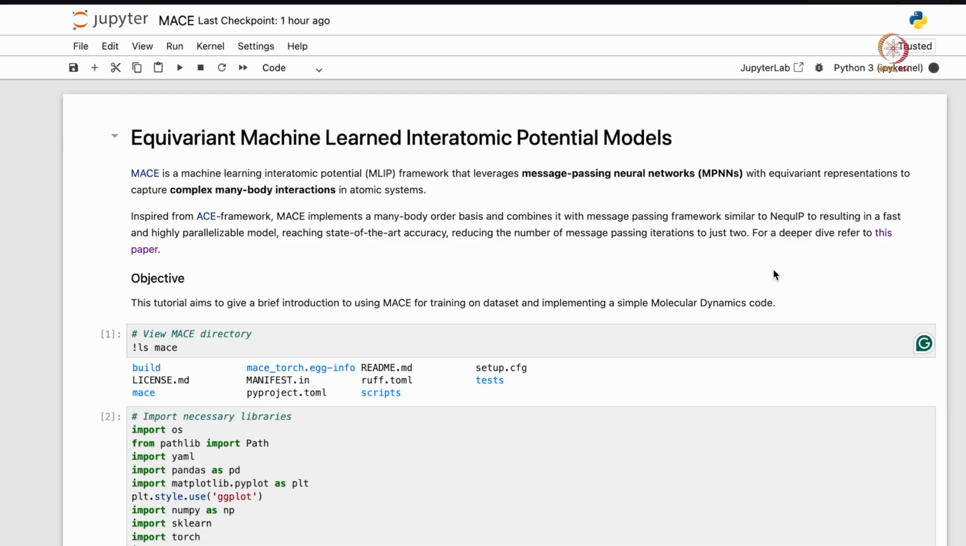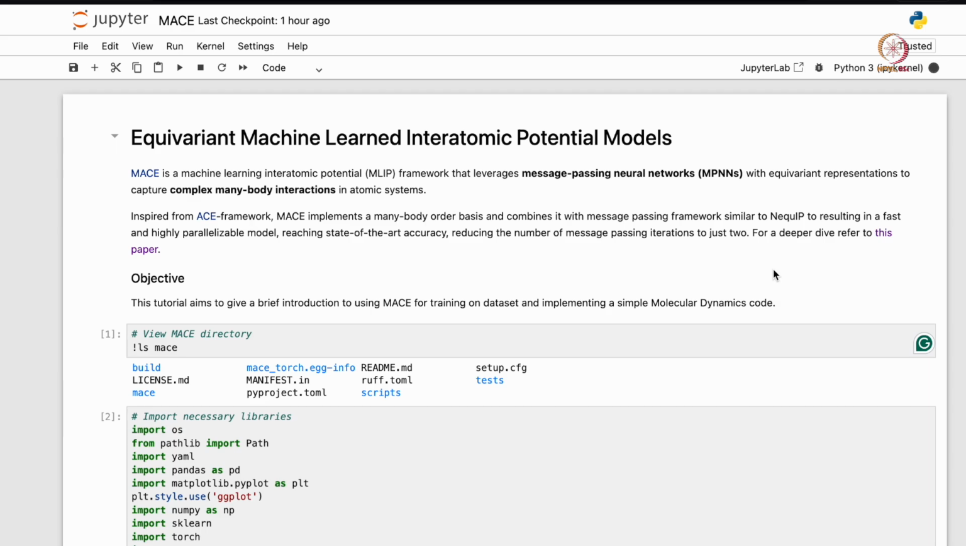Hello everyone, welcome to this tutorial on MLIP, Machine Learned Interatomic Potential. And the MLIP which we will be looking at today is called MACE. So MACE stands for Message Passing Atomic Cluster Expansion.